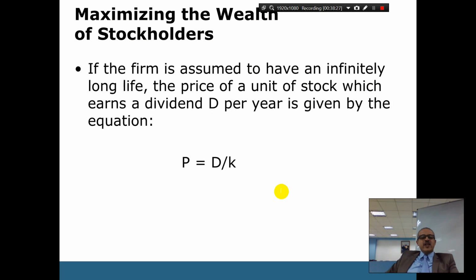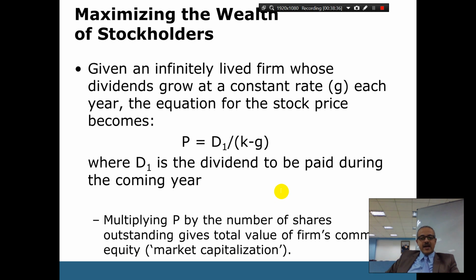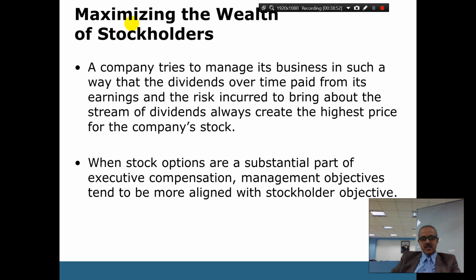So if we continue here, this is the price. The firm is assumed to have an indefinitely long life. Price of a unit of stock earns a dividend. This is the equation: you take the price, D is the dividend, and you divide it by k, the discount rate, minus any growth. How did we reach this equation? It comes from mathematicians. They help us to understand how this can be calculated.